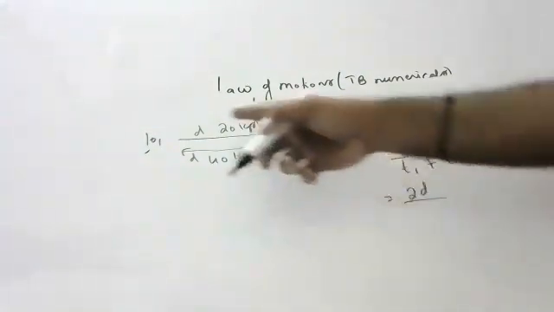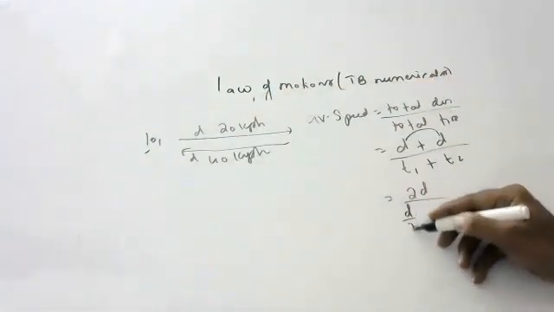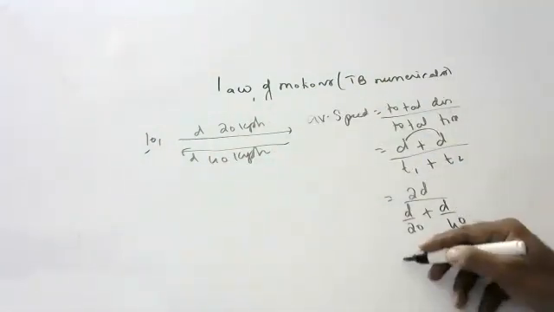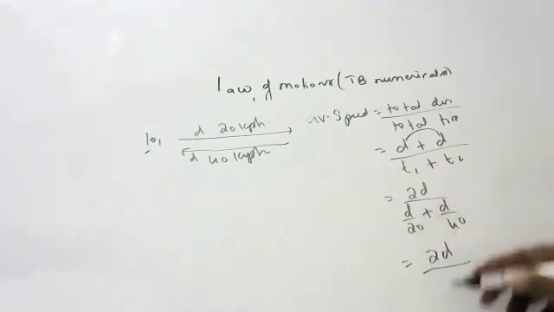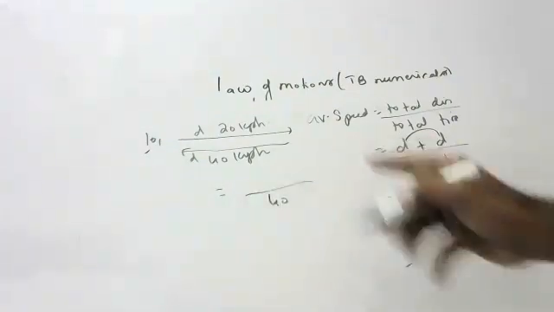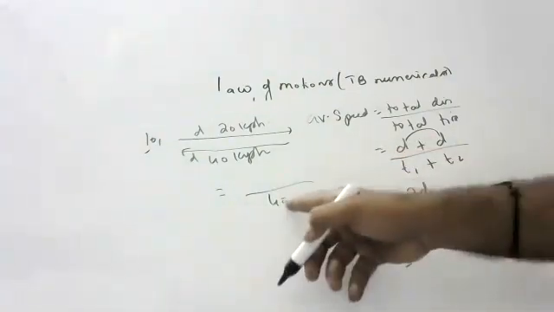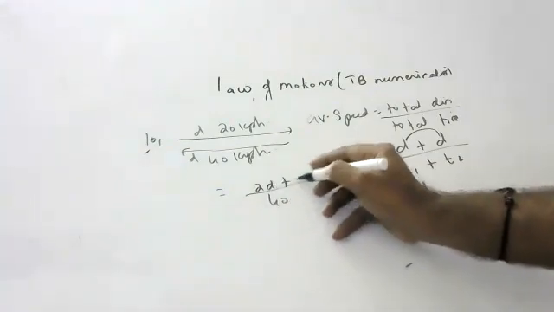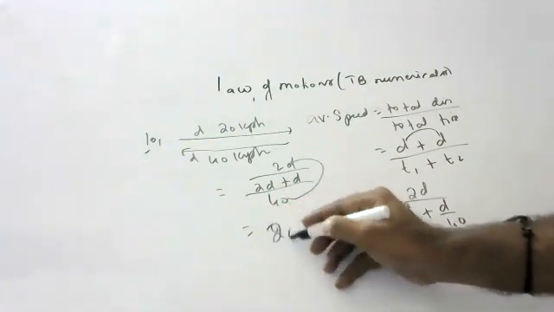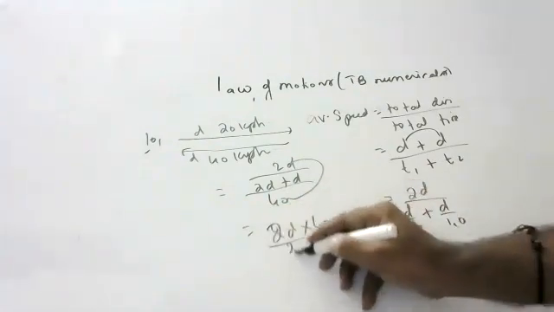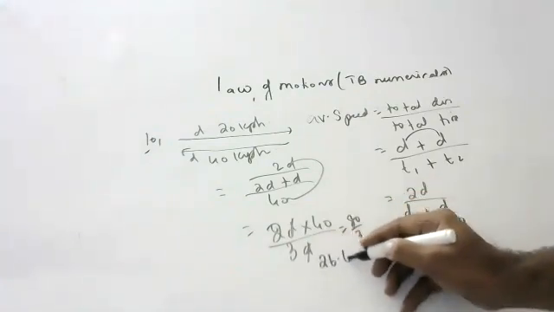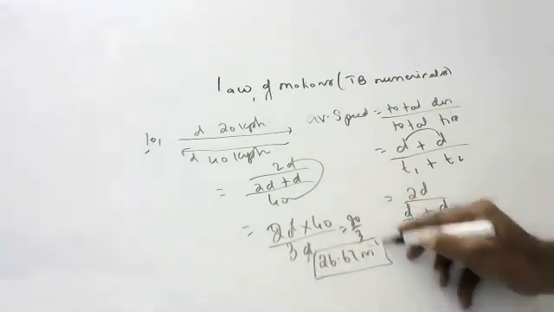While going, how much is it? d by 20 while going, plus while coming d by 40. So 20 and 40, LCM is how much? 40. So 40 is the LCM. 2d plus d, 40 goes up, children. 2d into 40 by 3d. d gone, children. 80 by 3. 26.67 is the average speed.